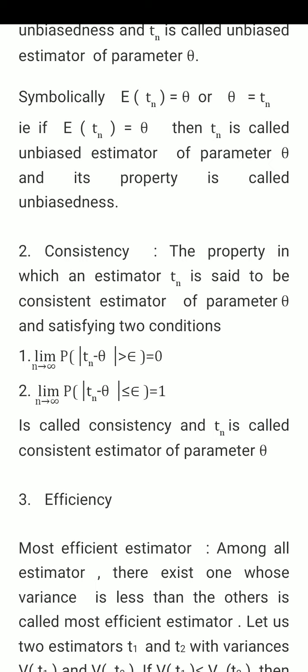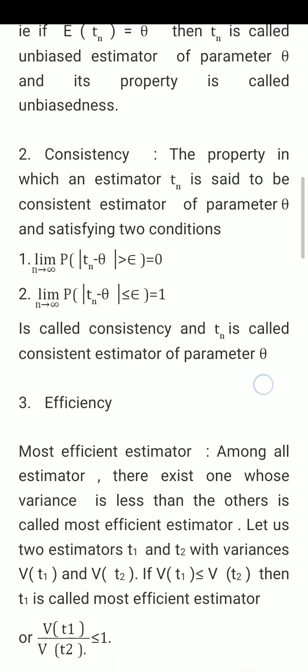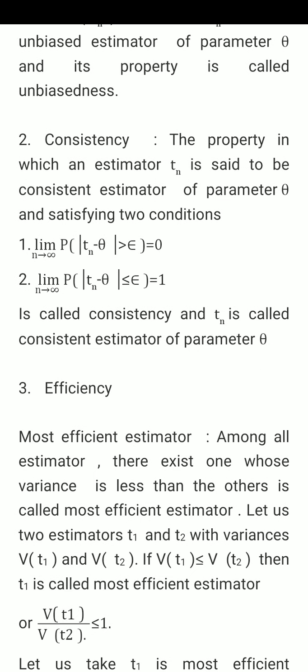Now I discuss consistency. This is the property in which an estimator Tn is said to be a consistent estimator of parameter theta, satisfying two conditions. One is limit n tends to infinity, probability of modulus of Tn minus theta greater than epsilon is equal to 0, where epsilon is a small quantity, always positive. The second one is limit n tends to infinity, probability of modulus of Tn minus theta less than or equal to epsilon is equal to 1. This is called consistency. Then Tn is called a consistent estimator of parameter theta.